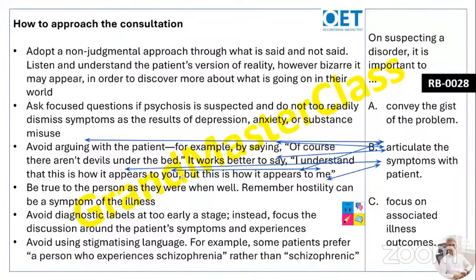Then the fourth point: be true to the person as they were when well. Remember, hostility can be a symptom of the illness. Remember means it is important. That's why you have to remember. It will be another symptom. Hostility means being hostile. The patient is not ready to explain because it's a symptom of his illness. They will not tell.